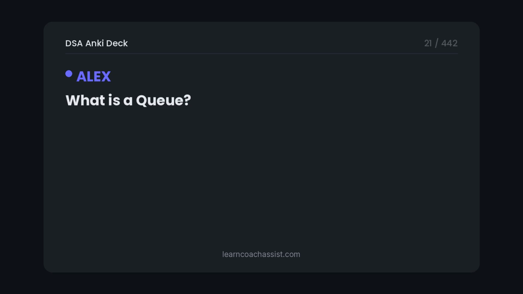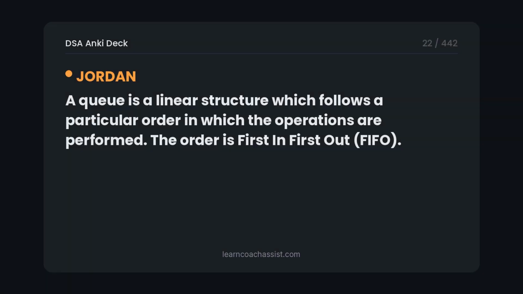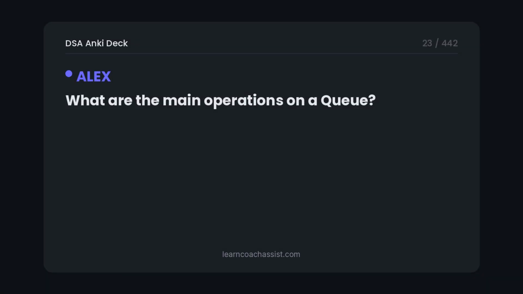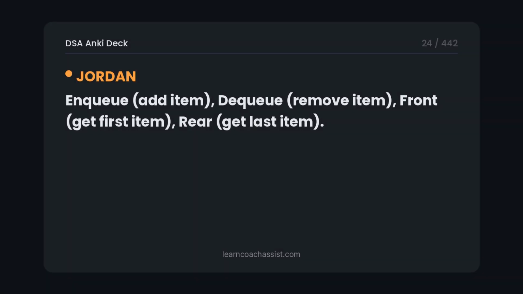What is a queue? A queue is a linear structure which follows a particular order in which the operations are performed. The order is first in first out, FIFO. What are the main operations on a queue? Enqueue, add item; dequeue, remove item; front, get first item; rear, get last item.